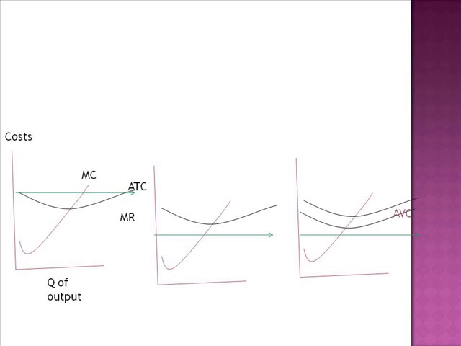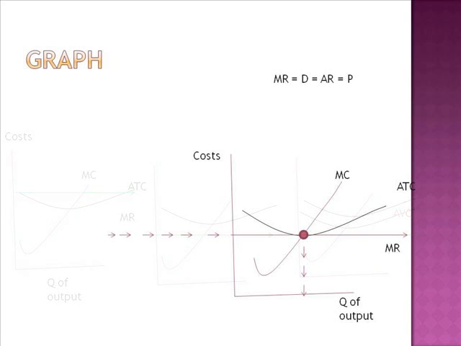You can sustain losses in the second graph and keep staying in business, but once your price is below even your average variable cost, you're done for. You got to shut down. Here's your break-even point again. Profit or loss, there is none because MR equals MC to the ATC curve. We already had the ATC curve, so there's no profit or loss.